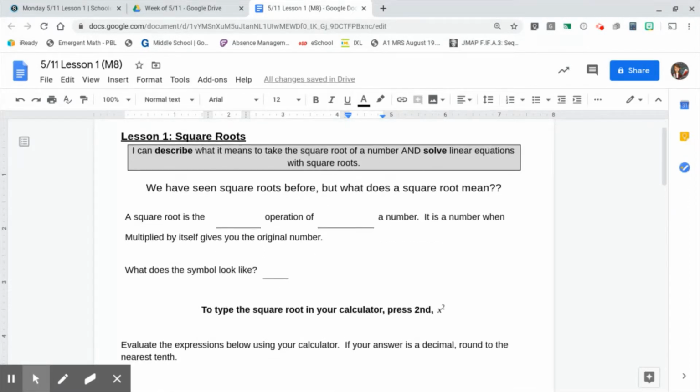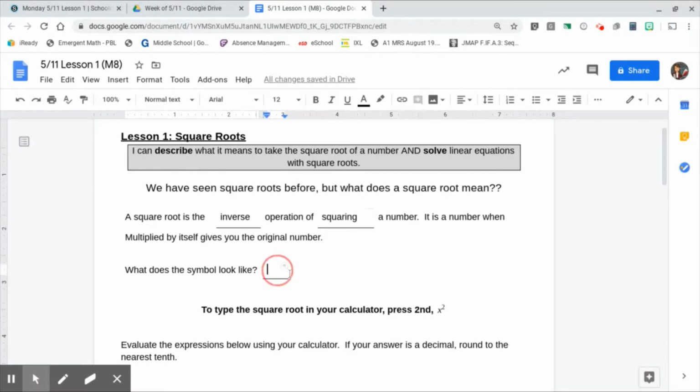We have seen square roots before, but what does a square root mean? A square root is the inverse operation of squaring a number. So inverse, remember, means opposite operation. The inverse of adding is subtracting, the inverse of multiplying is dividing, and the inverse of squaring a number is square rooting a number. It is a number that, when multiplied by itself, gives you the original number.